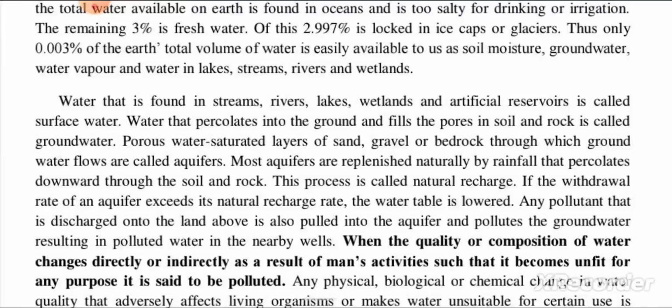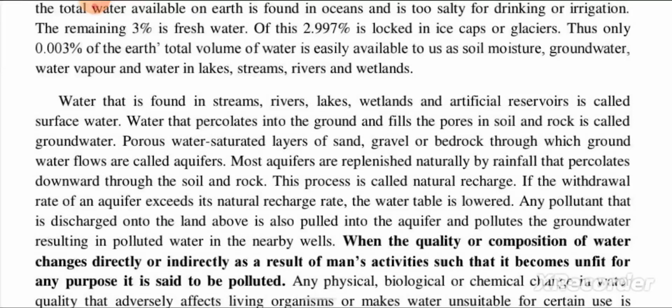Most aquifers are replenished naturally by rainfall that percolates downward through the soil and rock. This process is called natural recharge. If the withdrawal rate of an aquifer exceeds its natural recharge rate, the water table is lowered. Any pollutant that is discharged onto the land above is also pulled into the aquifer and pollutes the groundwater, resulting in polluted water in the nearby wells.